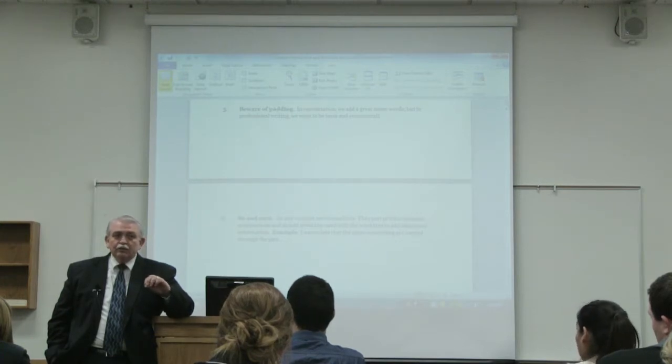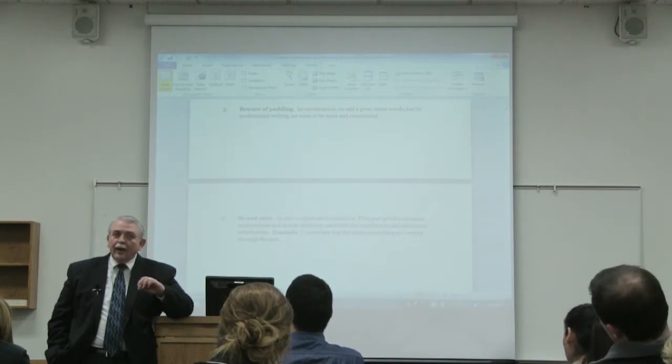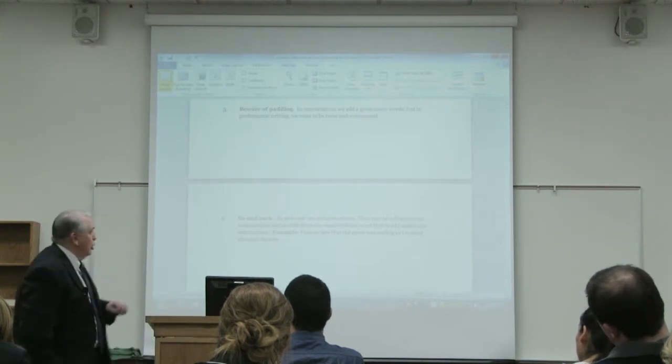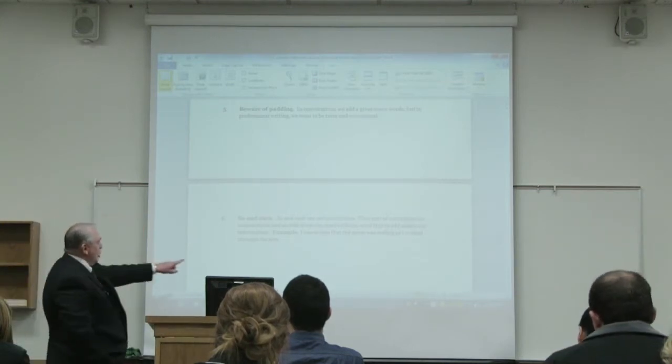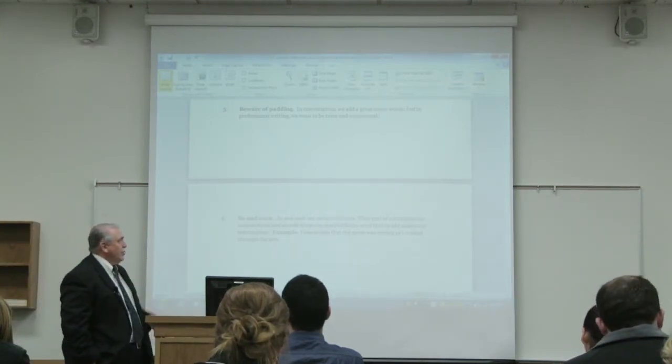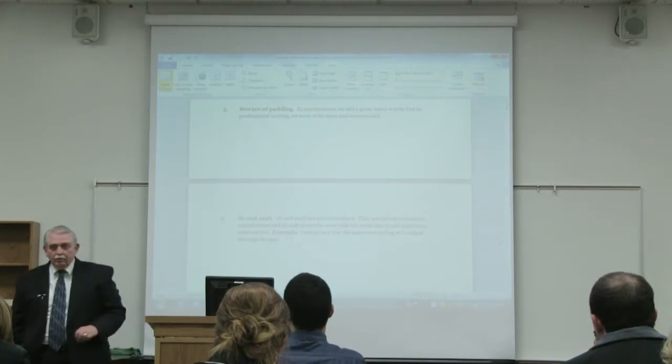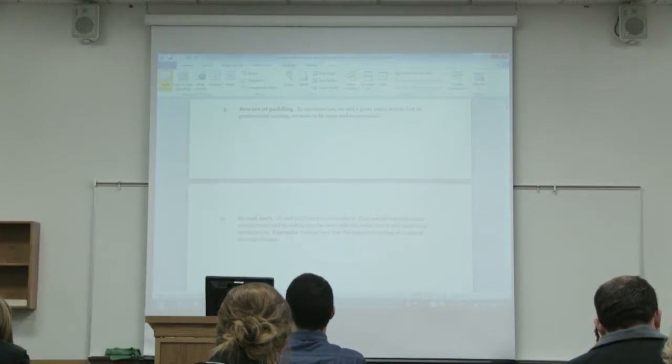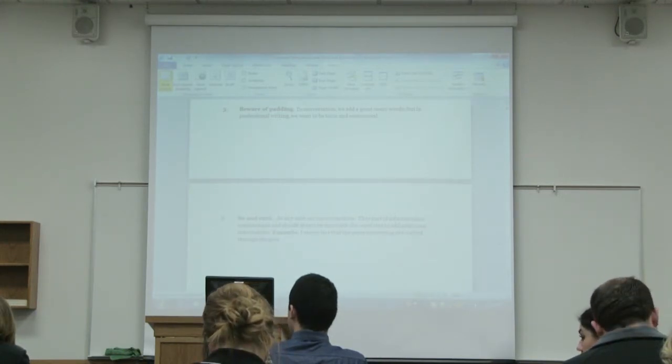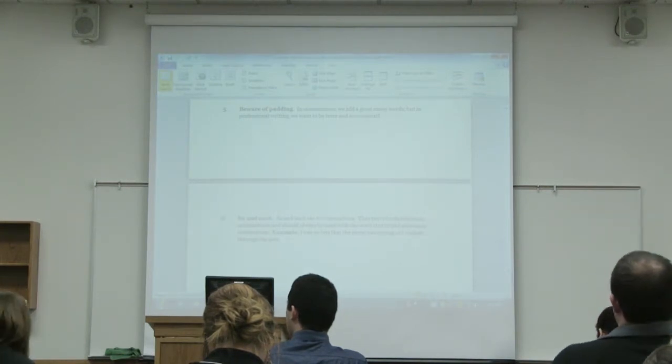then make sure that you use "so" or "such" to add additional information. Notice the example here. "I was so late that the game was ending as I walked through the gate." Now, how is that different than saying, "I was so late?" Okay. So always remember when you use "so," pair it with "that" and have something to come after that.